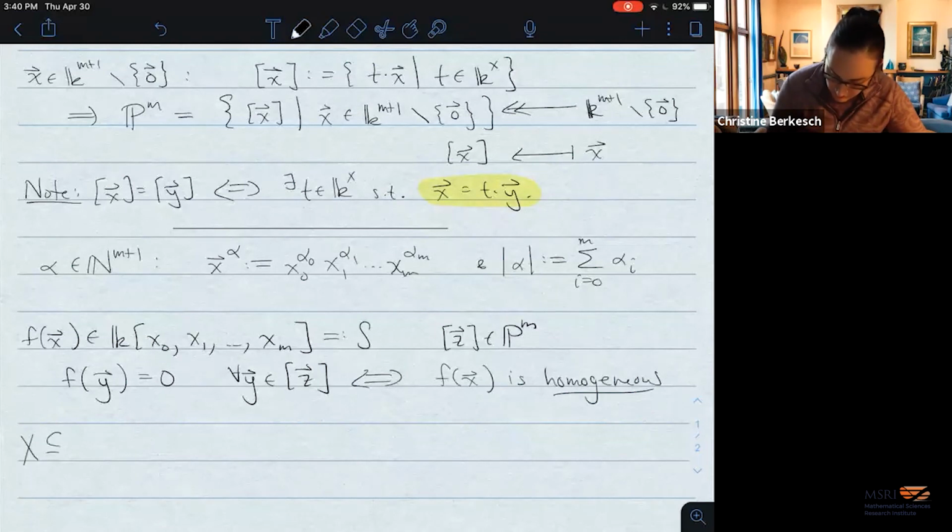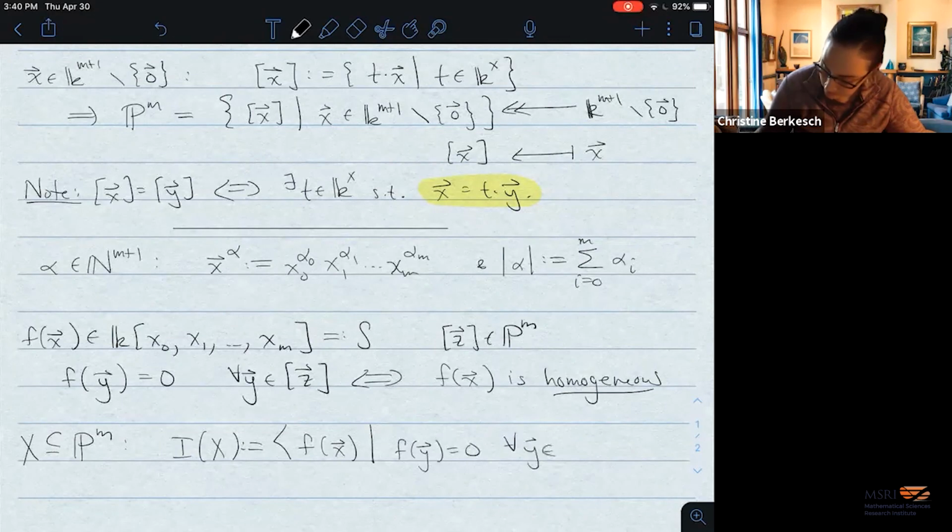So if we have some subset X in our projective space, I'll write I of X to be the ideal of all polynomials that vanish on those points. This is the ideal of X, and of course this will be generated by homogeneous forms. This is a homogeneous ideal.